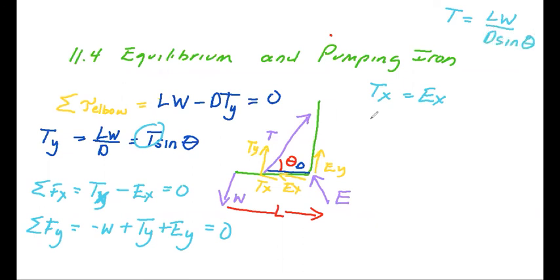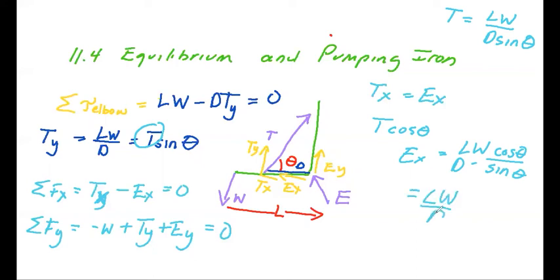All right, so T sub X is going to be equal to T cos theta. So E sub X is going to be equal to LW over D, and then that's going to be cos theta over sine theta. So that's cotangent. So that's going to be LW over D cotangent of theta. All right, and that's E sub X.